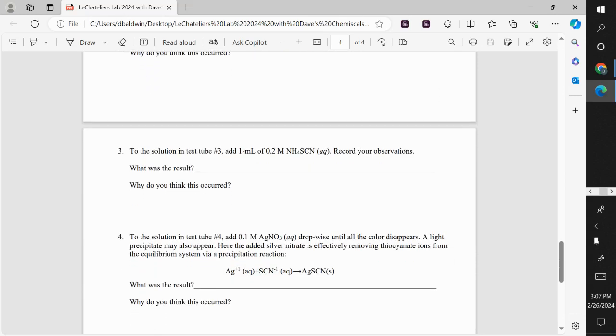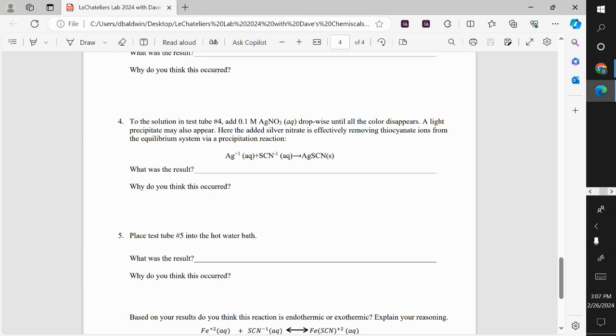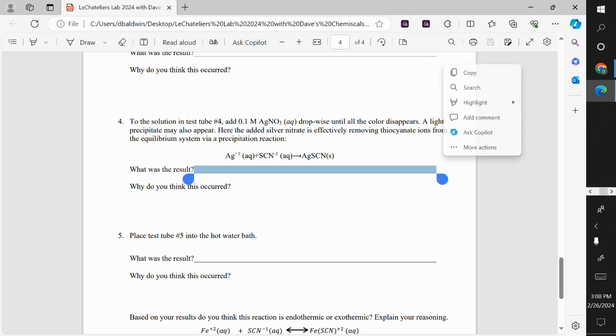And nitrate. It was the ammonium. What was it? No, here it is. You add the silver nitrate to it. The silver reacted with the thiocyanate. All right, and you got a white precipitate. Do you remember this?